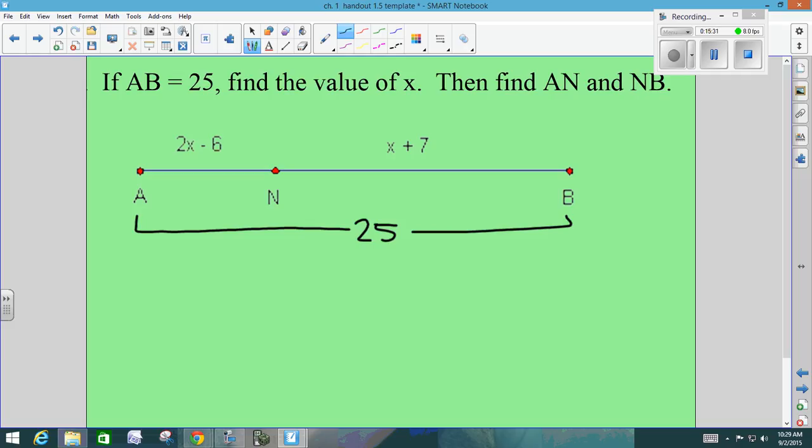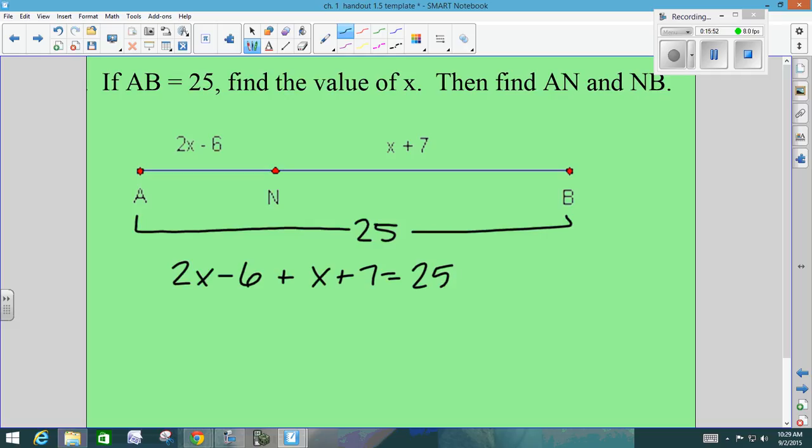Wouldn't AN plus NB equal the whole segment? So then we can say that 2x minus 6 plus x plus 7 equals 25, the whole thing. The left part plus the right part has to be the whole. And now you can use your order of operations.